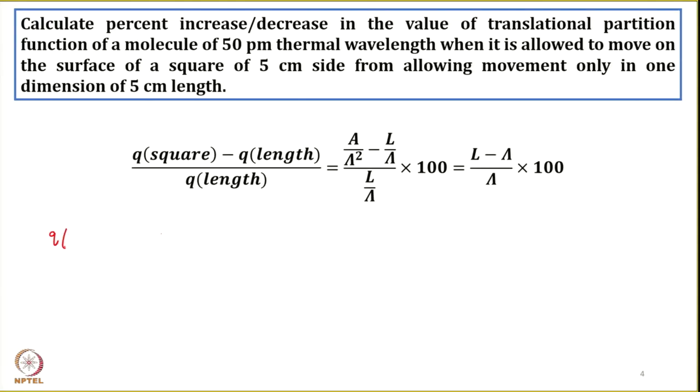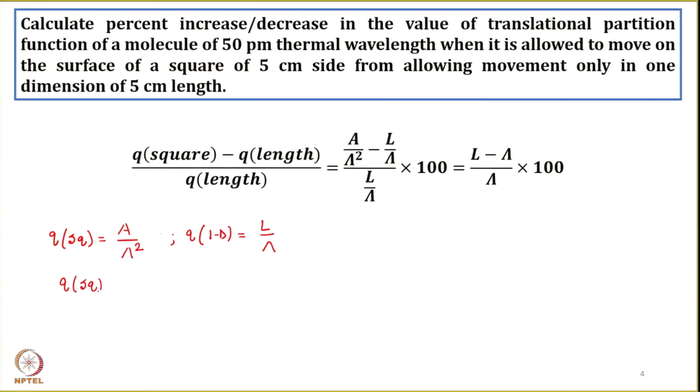Let us write down the expressions. Q for square, let me write it as Q_SQ, is equal to area upon lambda square. And Q for 1D is going to be length upon lambda. Remember that we have derived the expression for the partition function for a molecule which is free to move in one dimension, and it was x upon lambda. Then we derived the expression for three dimensions, it was V upon lambda cube, and at that time we said that you can similarly derive expressions for 2D, and that is going to be area A upon lambda square.